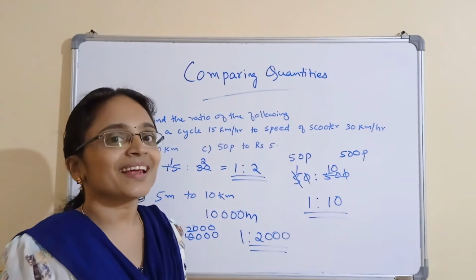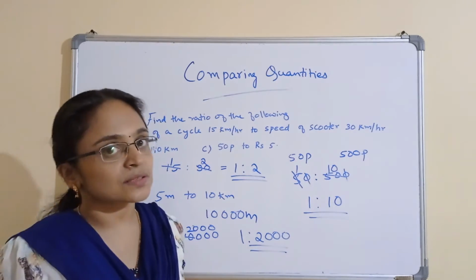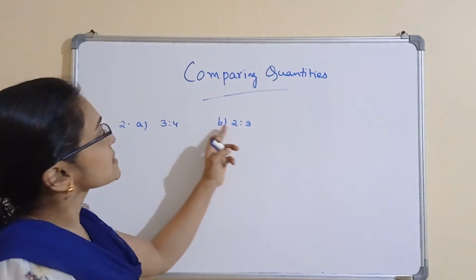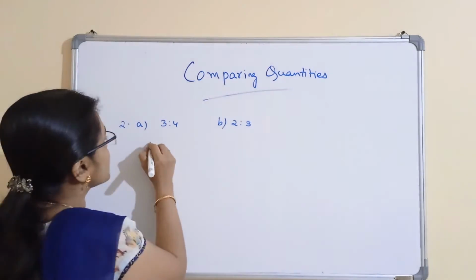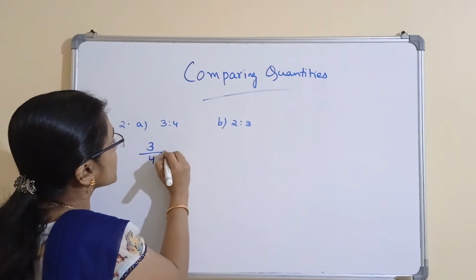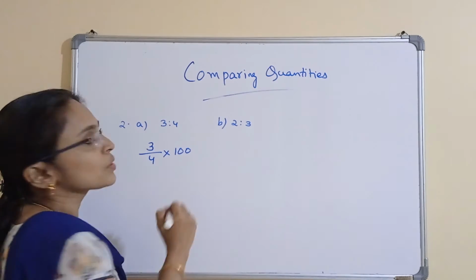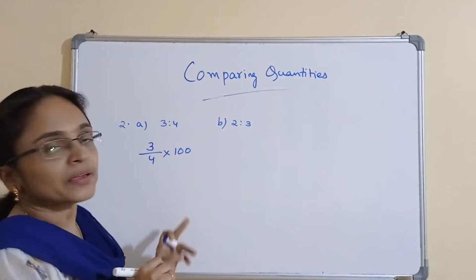So this is easy, right? Now we will proceed to the next question. Now we have to convert these ratios to percentage. That is the question. So this can be written as 3 by 4 into 100. To convert to percentage, multiply by 100.